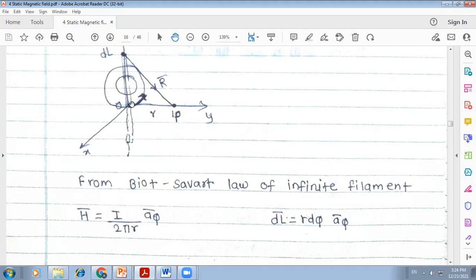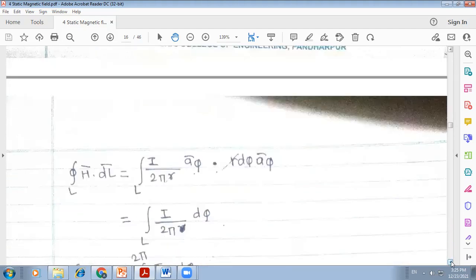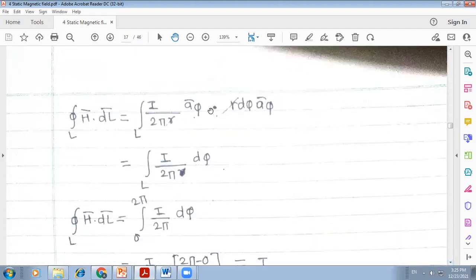So for an arc, that is nothing but the length. So that length of arc is nothing but radius into angle, right? Radius into angle. So it is r into d phi, and when you are going in this direction, the unit vector is a bar phi. That's why this dl bar is r into d phi a bar phi here. Okay, a bar phi. So here this H bar dot dl bar is given by line integral of H bar is I upon 2 pi r a bar phi dot this dl bar is r d phi a bar phi.